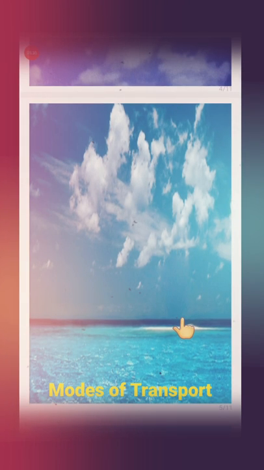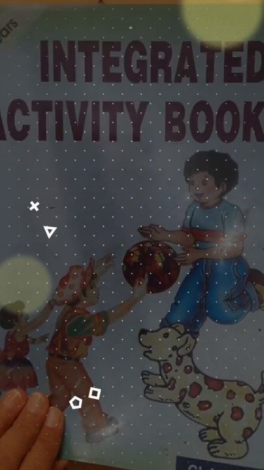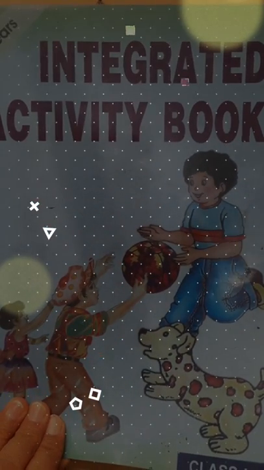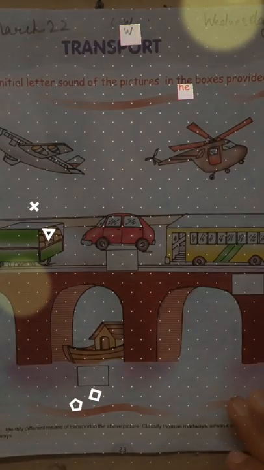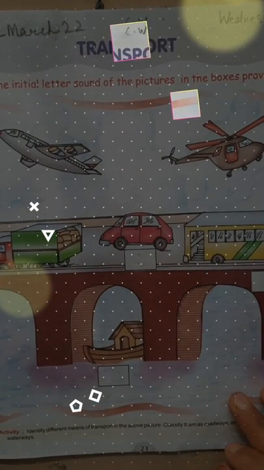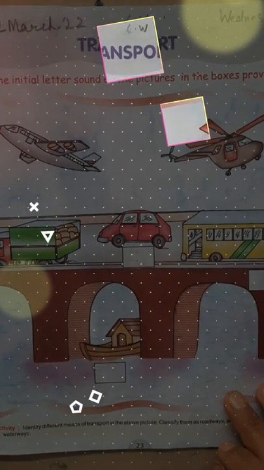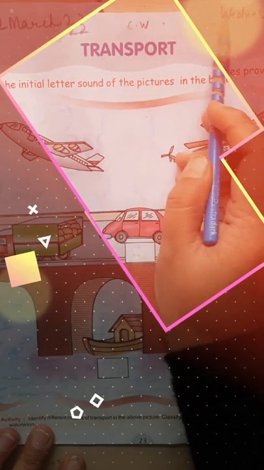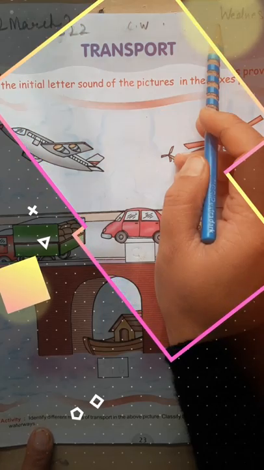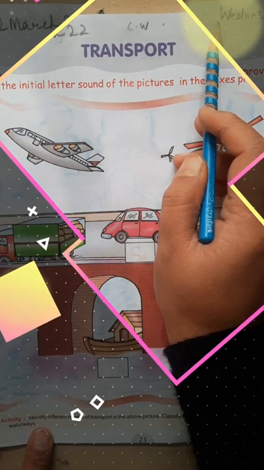Now let's open our books, integrated activity books. So dear all, as I've told you, this is our integrated activity book. Let's open at page number 23. After the modes of transport and all the pictures that we have seen, let's come to this page. Here is transport. Put the date, March 2022. CW means classwork, and today is Wednesday, and it is sunny outside.